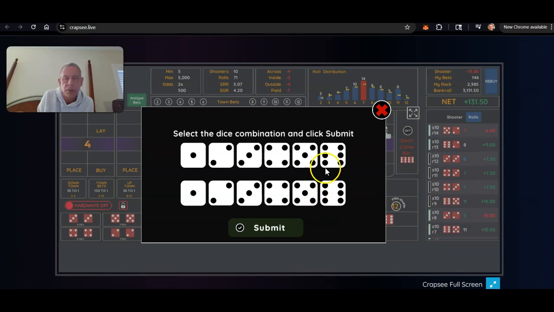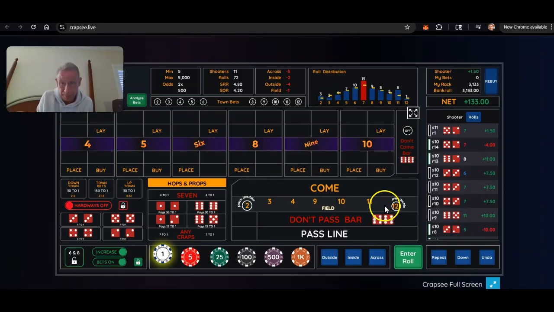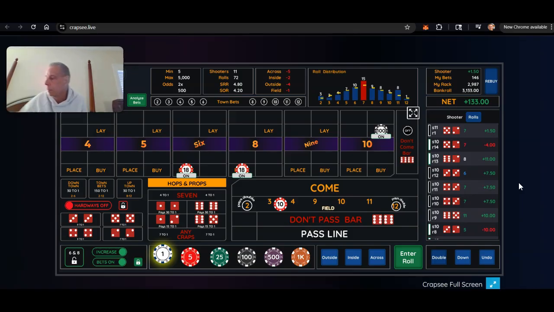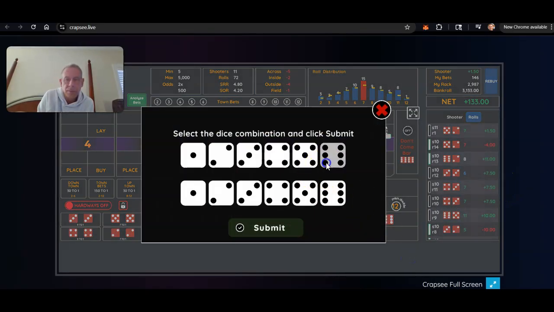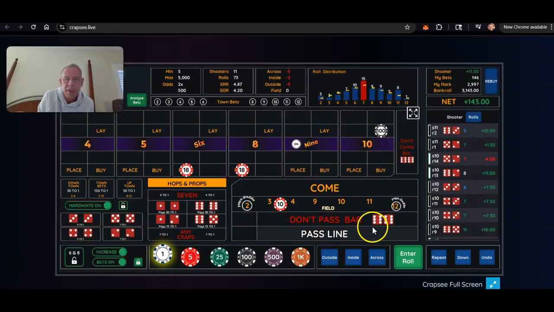527. That's going to be another 750 in our pocket. Isn't it nice when it's come out 7? 7 winner. Even when you're already out there, it makes money like that. All right. Let's keep going. Whoops, off the table. All right, 639. Nina 9. All right, we made $10 in the field. We're not going to do anything. 314.